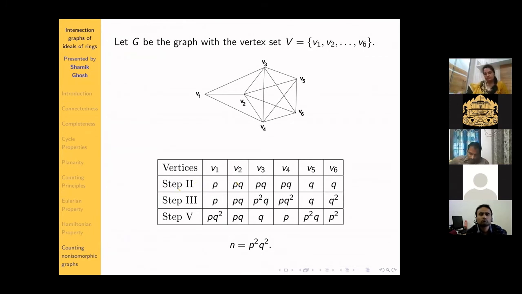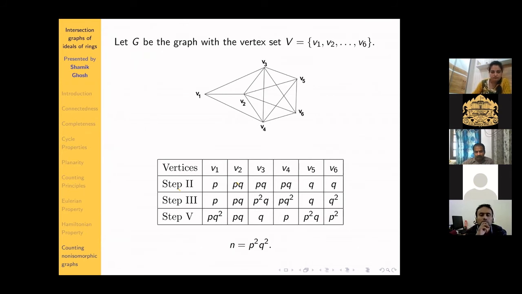You see, there are two maximal cliques here. One is formed by V1, V2, V3, V4. This is K4, and another is forming K5 except V1. So I am assigning each of them P and Q, each of these cliques.